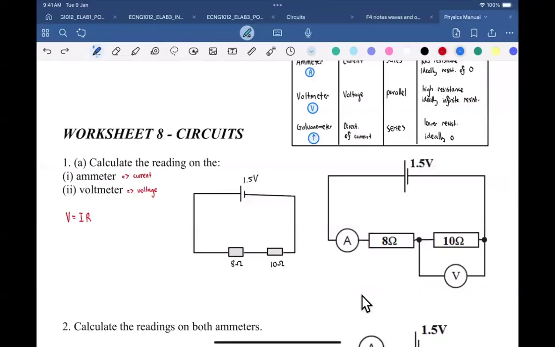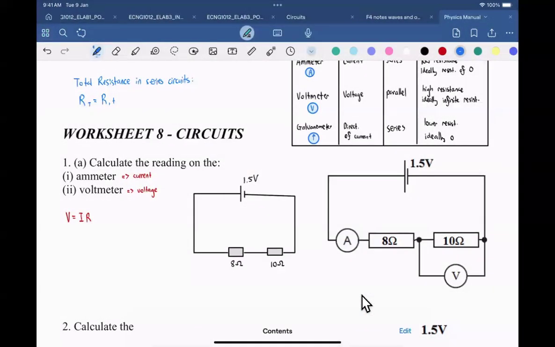All right. So for those who don't know, the formula for total resistance in a series circuit is this. Total resistance in series circuits. RT is equal to R1 plus R2. It's basically adding all the resistors in the circuit. It's a very, very simple formula. Nothing tricky.